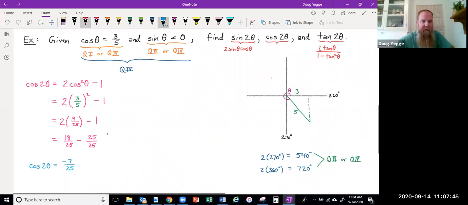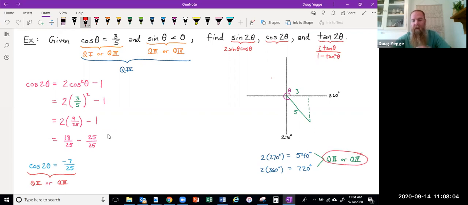Well, think about what that means. That shows us that this angle, this right here, is showing us that cosine is negative. Cosine is negative in quadrant 2 or in quadrant 3. So now we know that not only is it somewhere in quadrant 3 or 4, but just by finding the cosine of the double angle, we know that the double angle is somewhere back here. Okay. But we're still running into an issue because that didn't help us with finding sine or tangent of 2 theta.